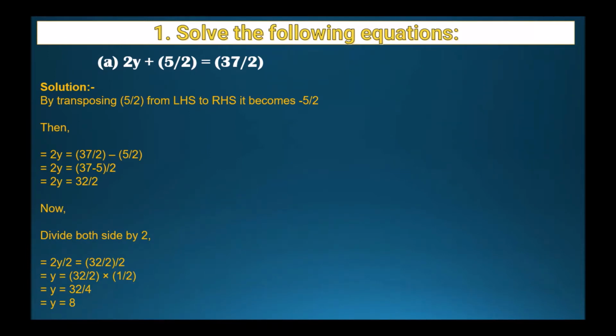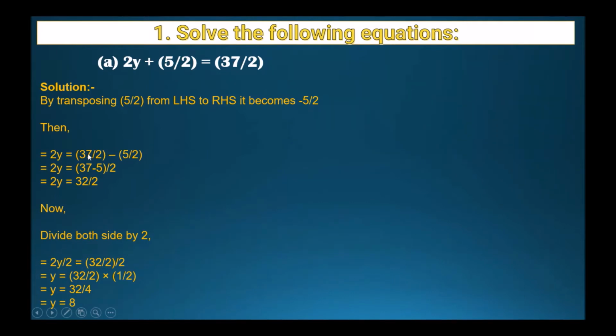So the equation is 2y plus 5 upon 2 equals to 37 upon 2. By transposing 5 upon 2 from LHS to RHS, it becomes minus 5 upon 2. When we bring this 5 upon 2 to the RHS side, if we are moving any variable from LHS to RHS, then the sign will change. If it is plus, then it will become minus. If it is in divide, it will become multiplication. So in the same way, if we bring this 5 upon 2 this side, then this plus will become minus.